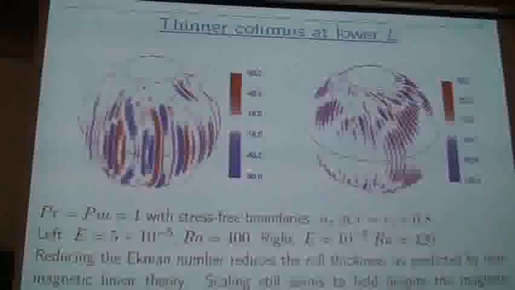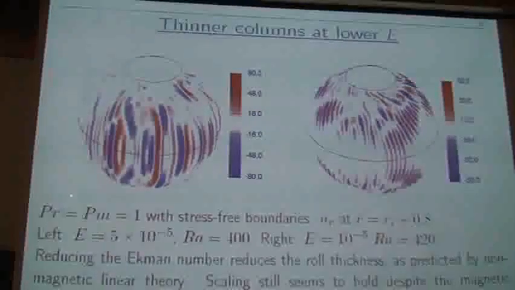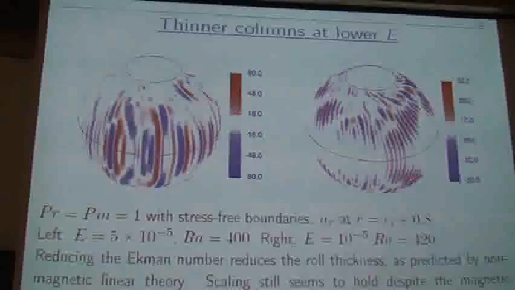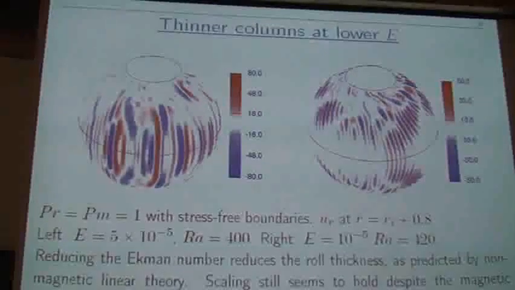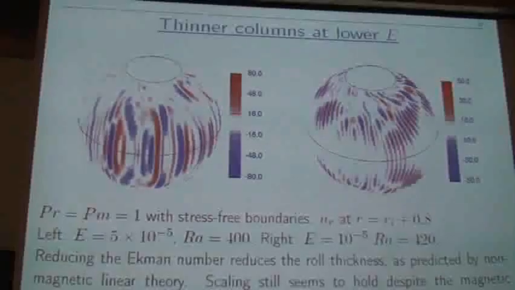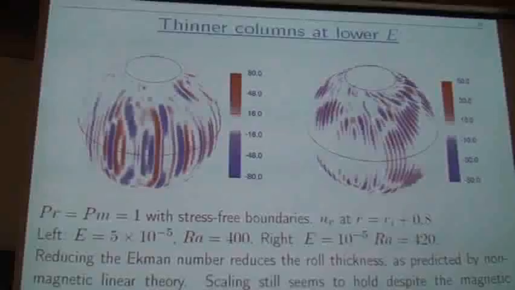Okay, nearly finished actually. Thinner columns at smaller Ekman number. So that's comparing 5 times 10 to the minus 5 with a 10 to the minus 5 one there. Where you're getting the columns, the picture is a bit messy, but you can see that where you get the columns there, they are much, much thinner. So that's consistent with the asymptotic theory, and the scaling of going down to smaller scales seems to happen despite the magnetic field, as I mentioned before.